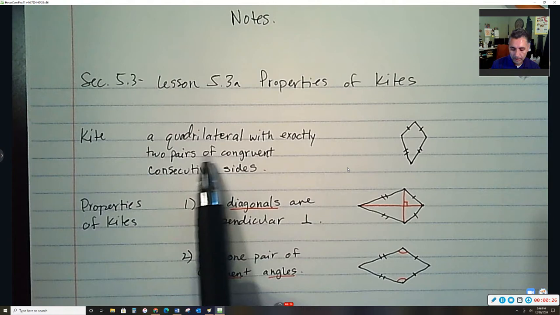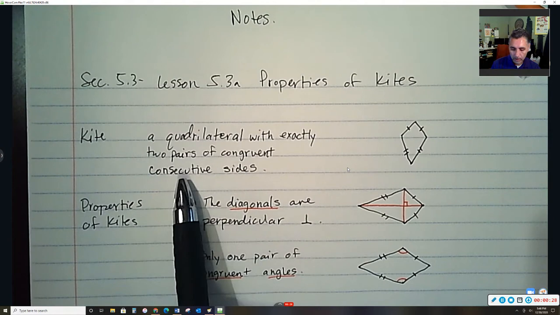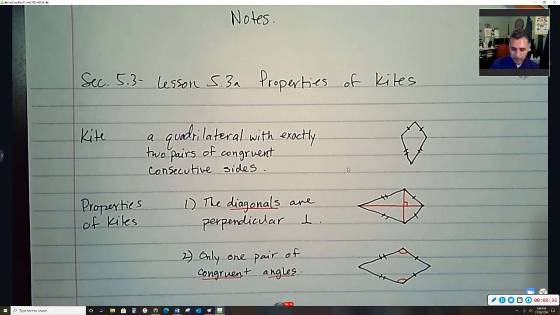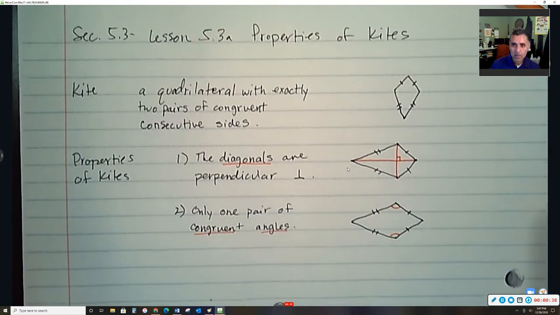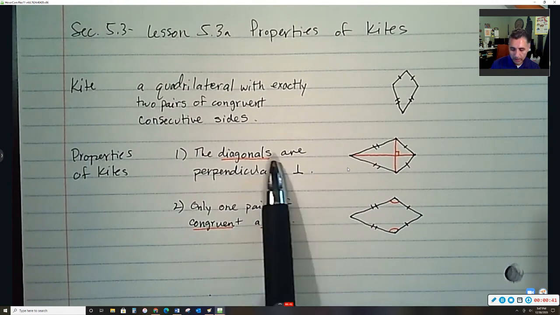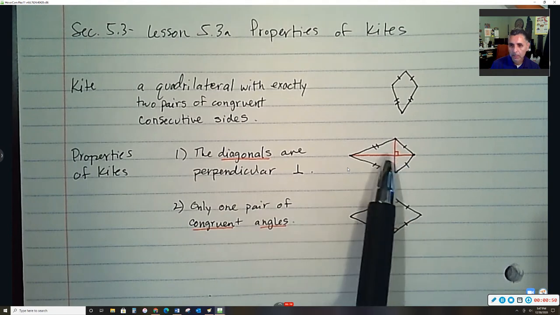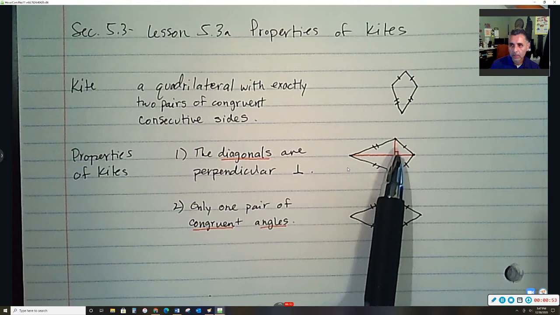A quadrilateral with exactly two pairs of congruent consecutive sides, and quadrilateral just means a four-sided figure. Okay, and then here are some properties of kites. The diagonals are perpendicular, and that's the symbol for perpendicular. Sometimes you'll see the word, sometimes you'll see the symbol, but perpendicular just means it forms right angles when they cross, or 90-degree angles. So the perpendiculars are these red lines, and when they cross they make 90-degree angles.